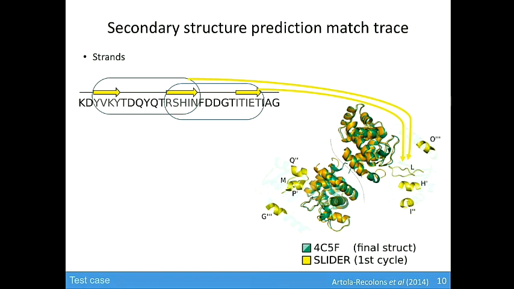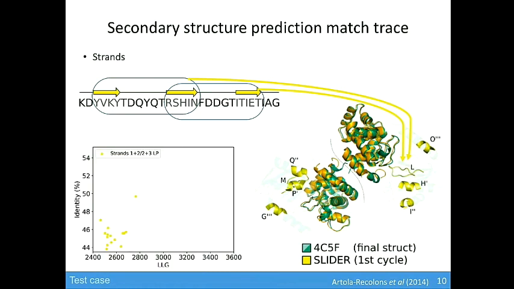Given the restriction from this loop, we assigned either the first predicted strand with the second or the second with the third. We generated all of those hypotheses and pushed them through the Slider workflow. Here again we have identity versus LLG. We got a single solution distinguished from all of the rest.